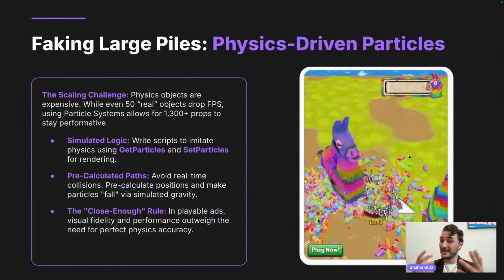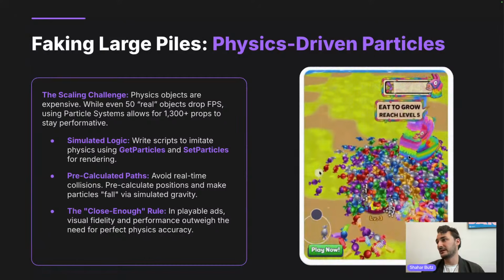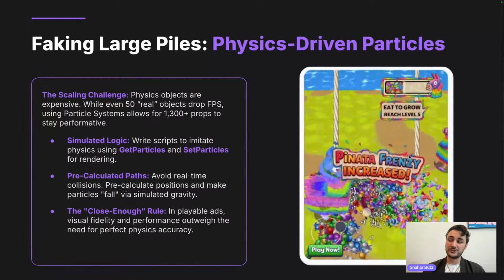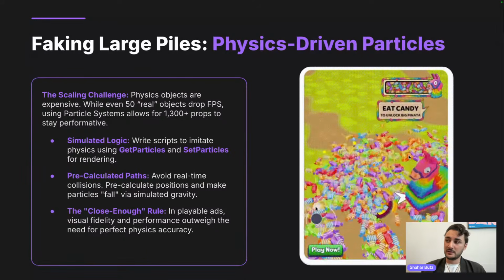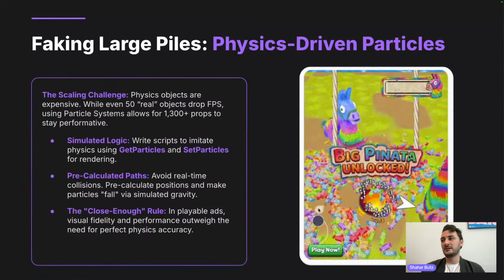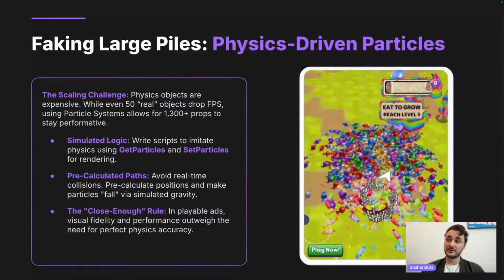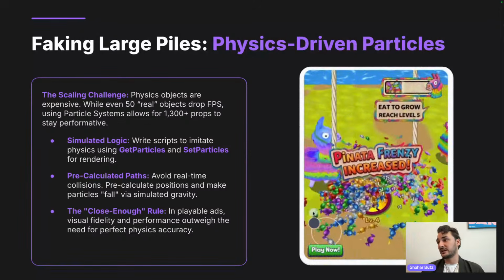Big real games also use this method for simulating huge armies. After I have all of the positions and rotations pre-calculated in my scene, I can simply go to my particle system and tell it, using get and set particles, where each particle should go according to this array. And it really looks like they're falling to the ground.